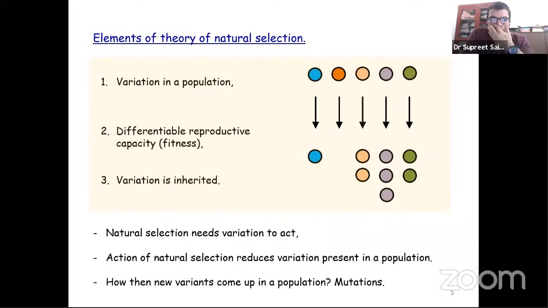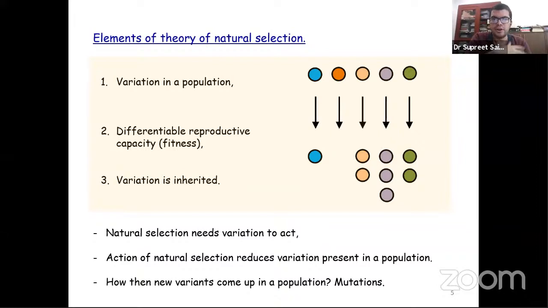All right, so Darwin proposes the theory of natural selection, and at least in a scientific context, there isn't much of an uproar after the publication of the book. So if you try and understand the theory of natural selection, we need three elements for natural selection to act. The first one is that in a population which comprises a number of individuals, variation must exist.